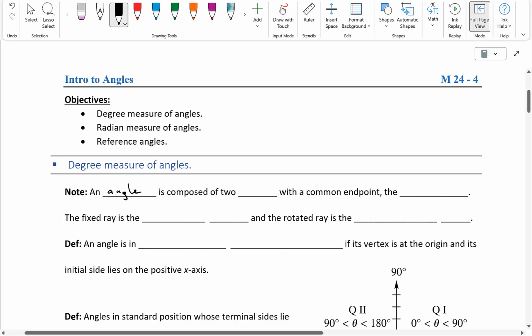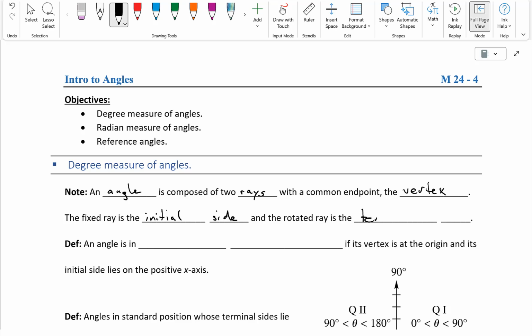is composed of two rays with a common endpoint, the vertex. The fixed ray is the initial side, so where it starts, and the rotated ray is the terminal side, so where it ends.